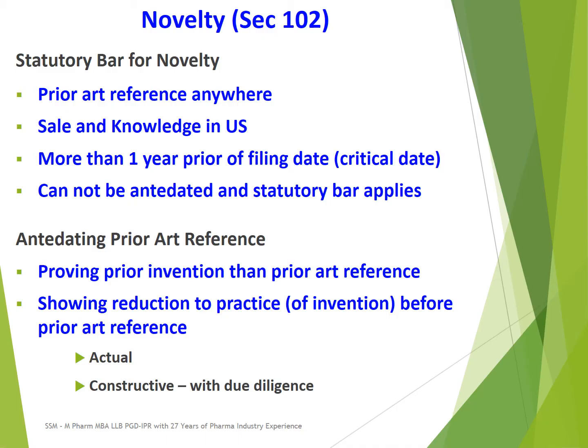Constructive reduction to practice means you are doing the experiment in your lab, you started the experiment before the reference date, and you are doing all due diligence to complete the experiment. So you can antedate the prior art reference by proving that you have completed your invention before the date of reference, either by actual reduction to practice of your invention, actually completing the invention, or by constructive reduction to practice of the invention with all due diligence.